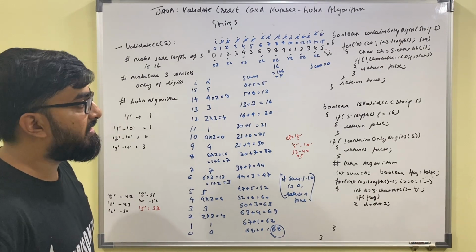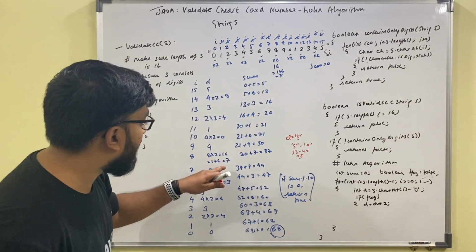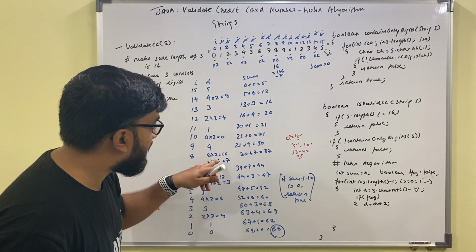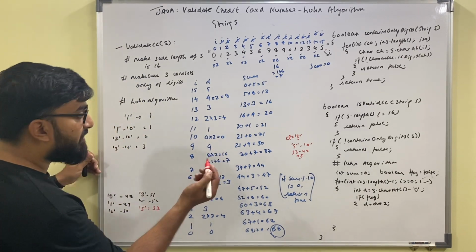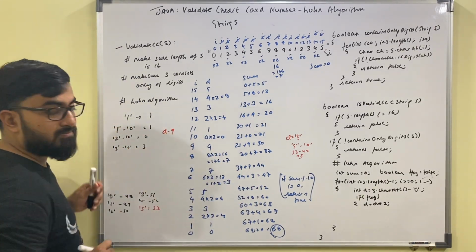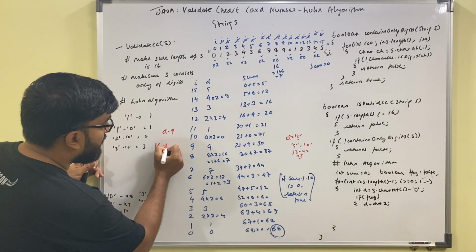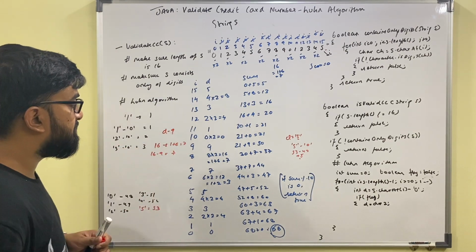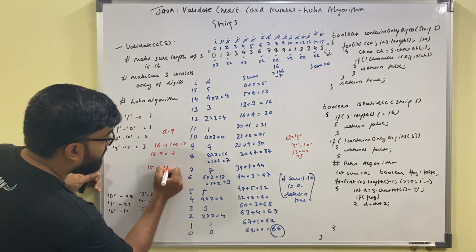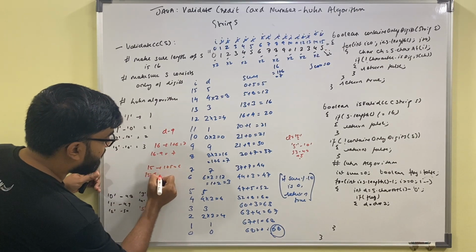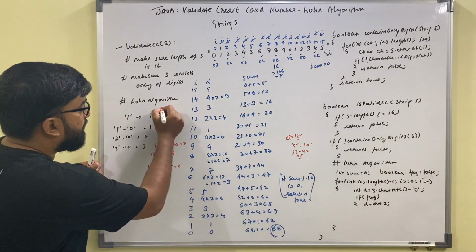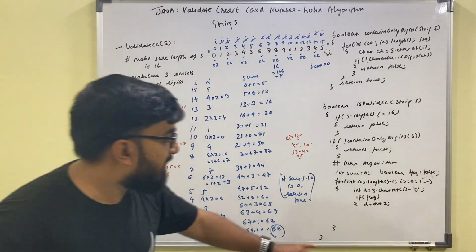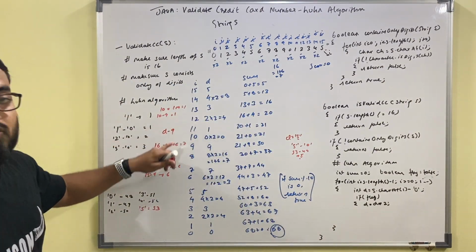I double the digit. And I also make sure that after doubling, if I get a two-digit number, I add the individual digits. If I get 8 times 2, 16, I should make it 7. How do you do that? You basically do d minus 9. From 16, you need to get 1 plus 6 equal to 7. You can do 16 minus 9, that will give you 7. Same thing, for 15 you need to do 1 plus 5, which will give you 6. From 15, you can subtract 9, you get 6. From 10, you need to do 1 plus 0 equal to 1. From 10, you can do minus 9, equal to 1. So if this value is greater than 9, you do minus 9.